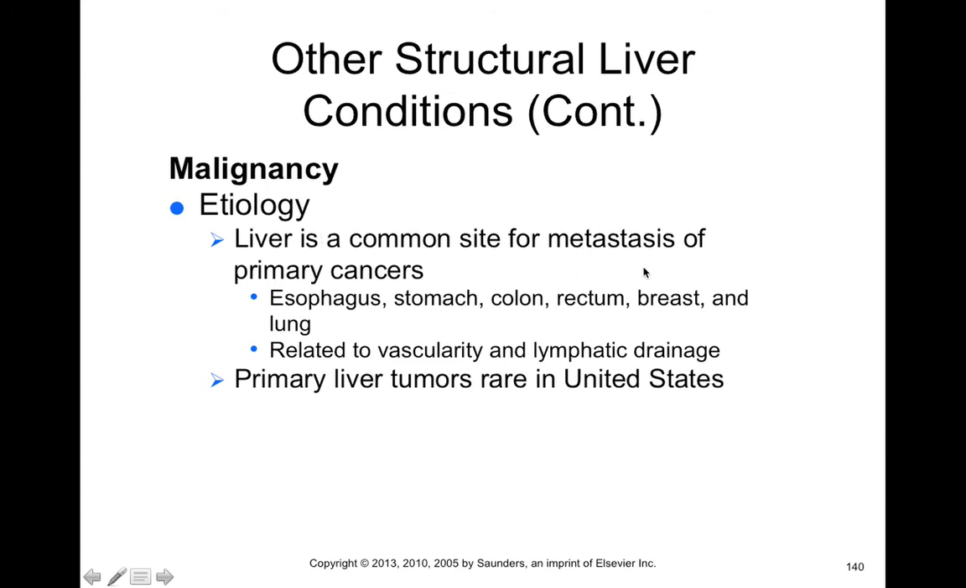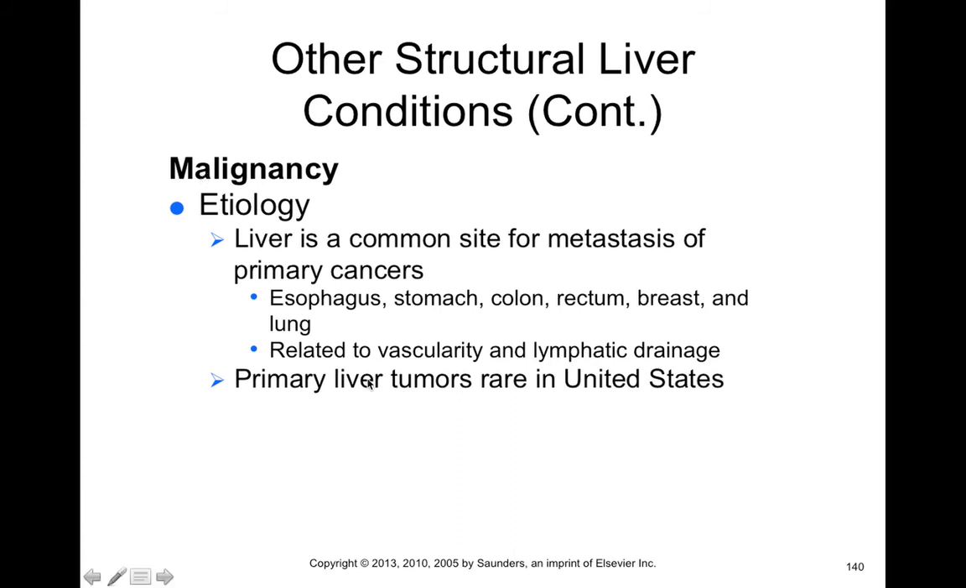And the liver is also a common site of malignancy because it also receives a lot of blood flow. It's a very common site of metastasis from esophageal, stomach, colon, rectum, breast, and lung tumors because it receives a tremendous amount of blood supply and lymphatic drainage. The liver is a place where malignant cells have a tendency to like to stick.